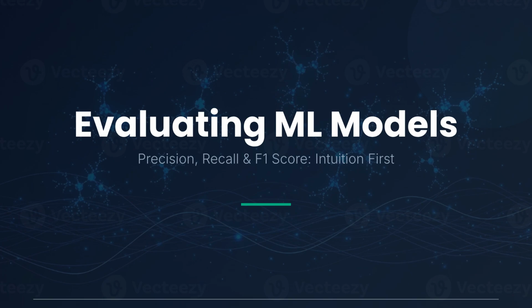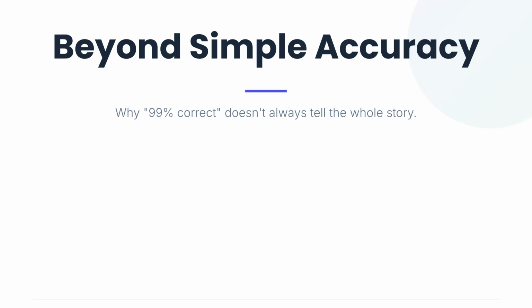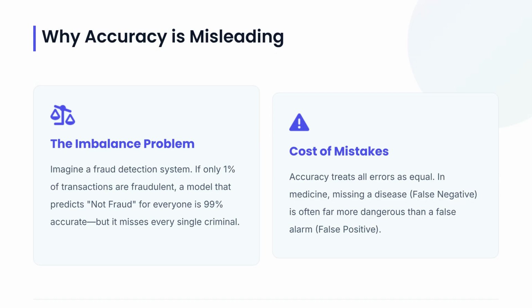Welcome to this video on evaluating machine learning models, where we will focus on understanding precision, recall, and the F1 score intuitively. We must move beyond simple accuracy, as a high percentage correct doesn't always reflect the model's true effectiveness or utility. Accuracy is misleading because it treats all mistakes equally. In unbalanced data, like fraud detection, a 99% accurate model might miss all fraud cases. Also, in critical areas like medicine, a false negative can be far more dangerous than a false positive.